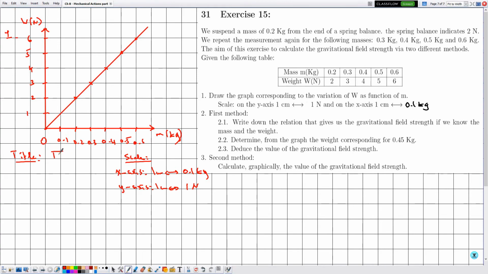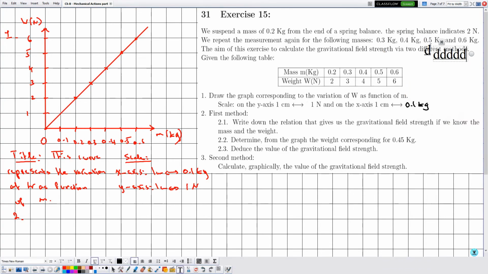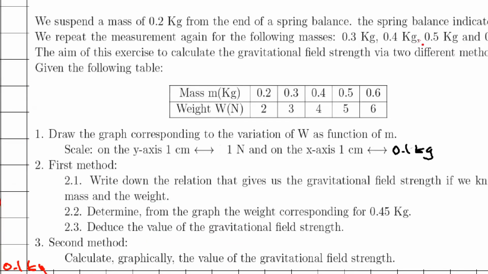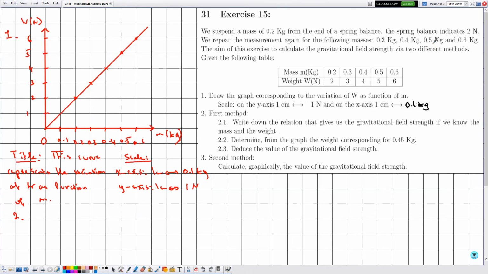Then this curve represents the variation of W as function of M. And now we are done with number 1. And number 2, they are telling us first method, because recall that the aim of this exercise is to calculate the gravitational field strength G via 2 different methods.